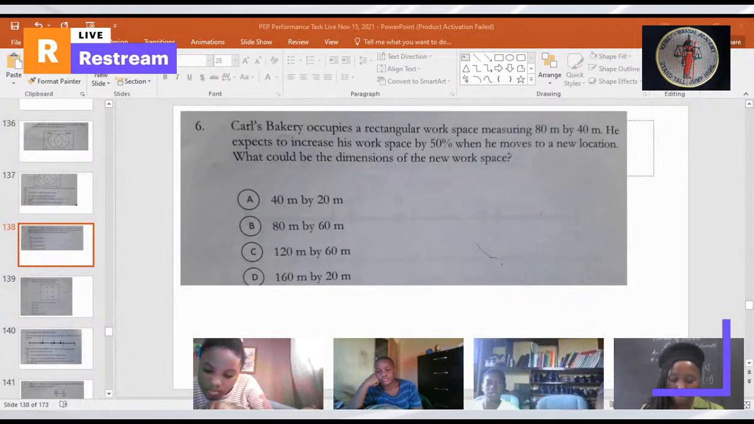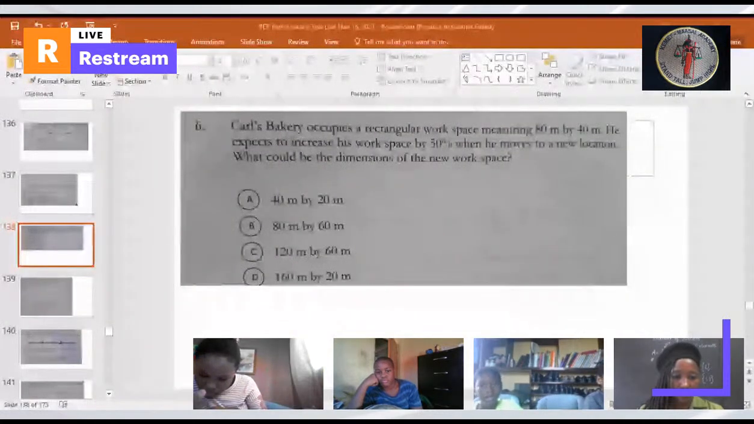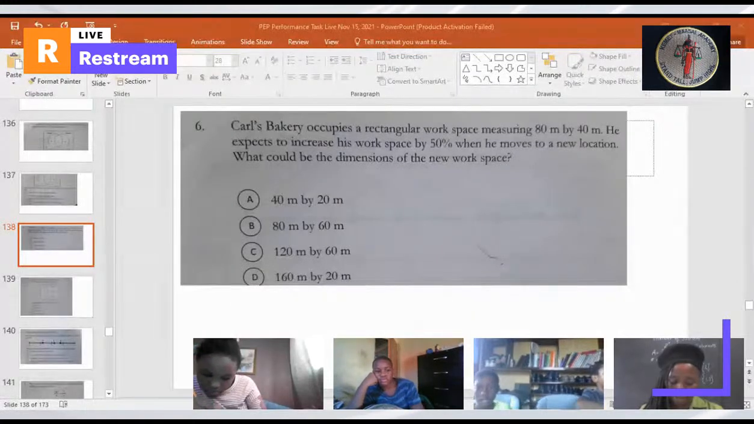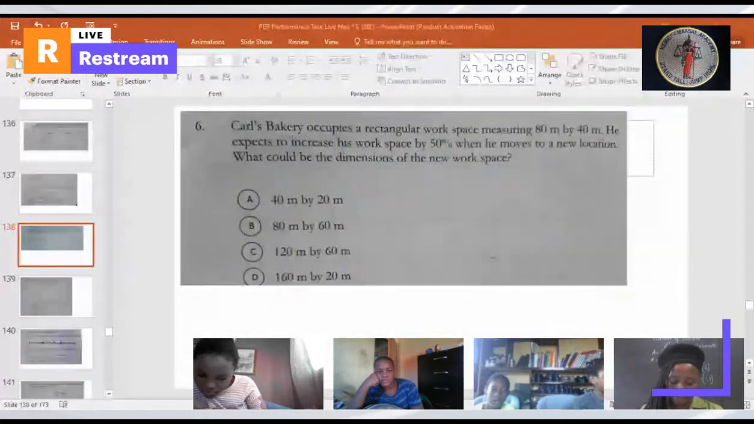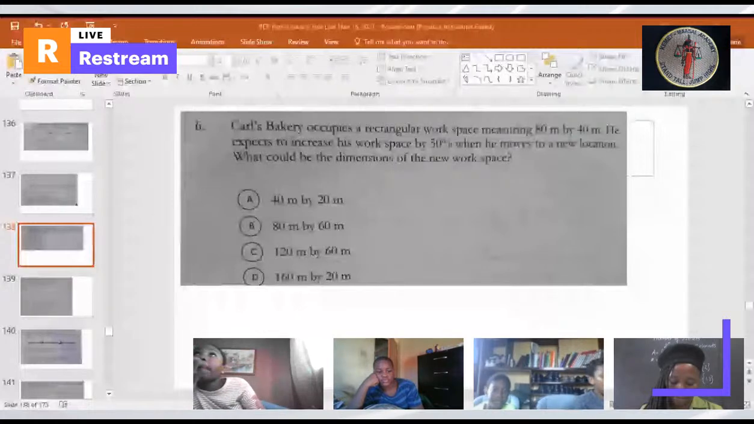Number 6. Carl's Bakery occupies a rectangular workspace measuring 80 meters by 40 meters. He expects to increase his workspace by 50% when he moves to a new location. What could be the dimensions of this new workspace?